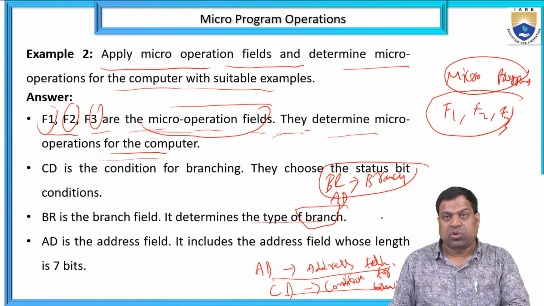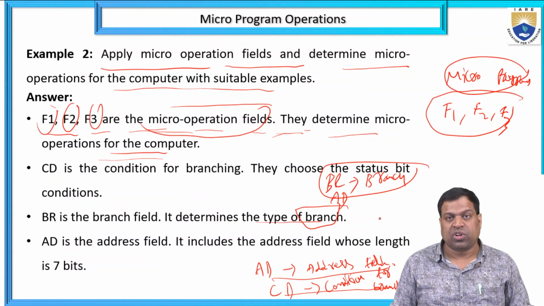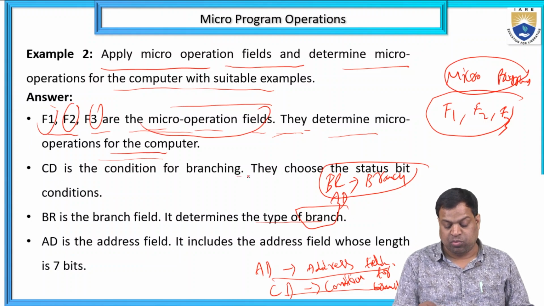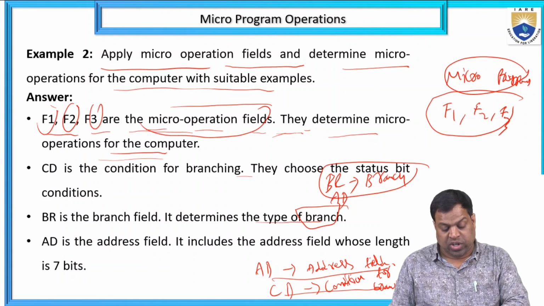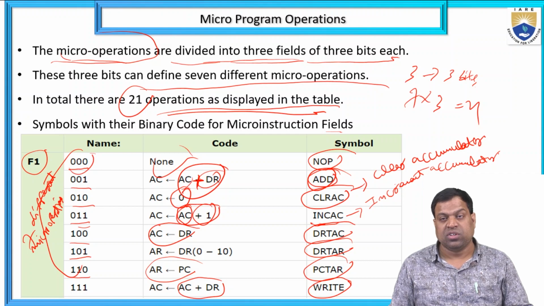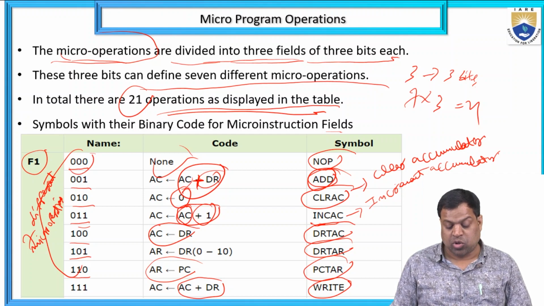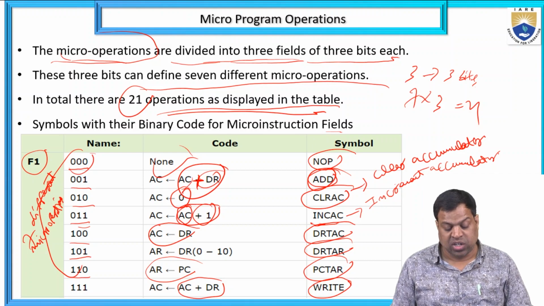Example 2, apply micro-operation fields and determine micro-operations for the computer with suitable examples. Here I am taking 3 micro-operation fields F1, F2, F3 for the micro computer. CD is the condition of branching, BR is the branch field, AD is the address field. These are included in F1, F2, F3. So the micro operations are divided into 3 fields of 3 bits each. These 3 bits can define 7 different micro operations. In total, 21 micro operations as displayed in the table.